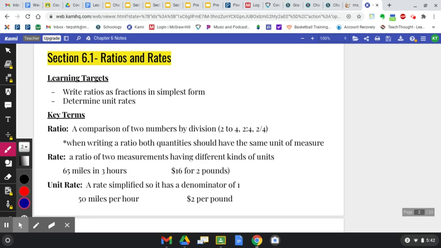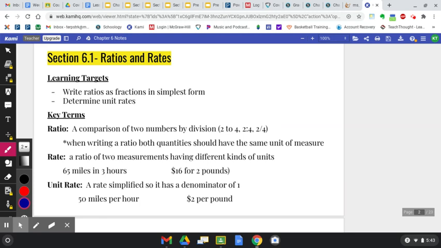Then we'll also talk about rates. And a rate is a ratio of two measurements, right? Two different kinds of units. So common ones, right? Miles per hour, and then cost per pound. Or if you're talking about buying a 12 pack of sodas, how much per can. So different units of measure for making up a rate.